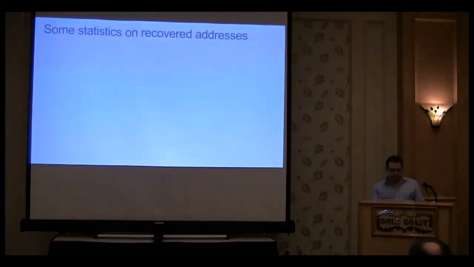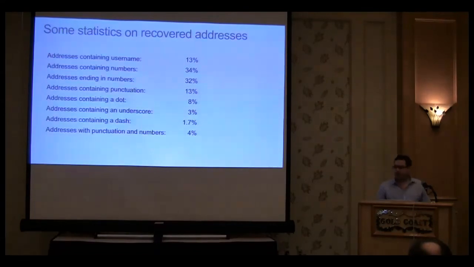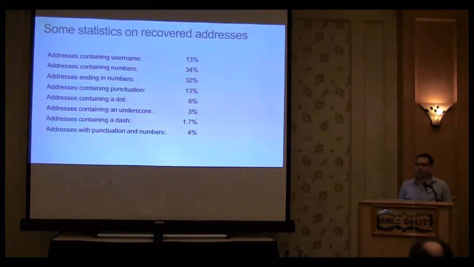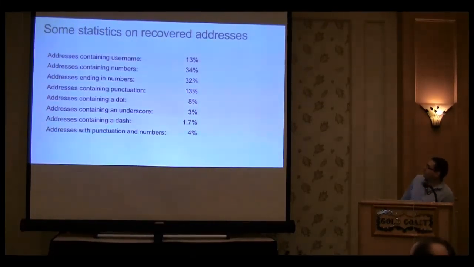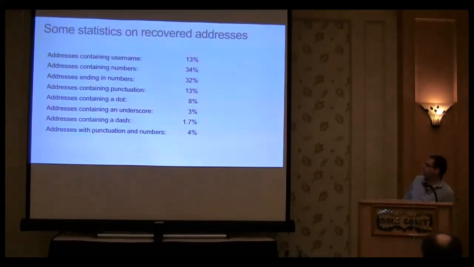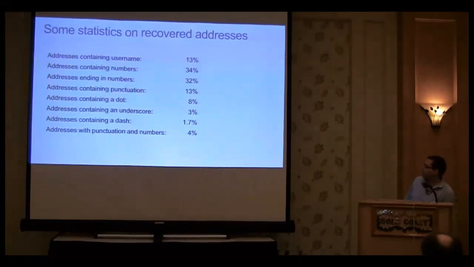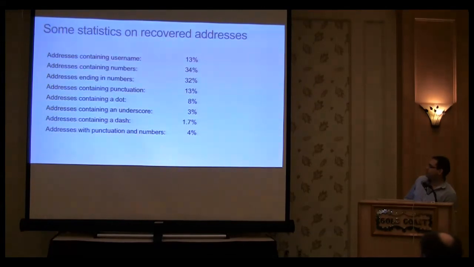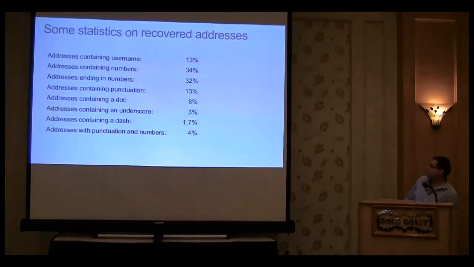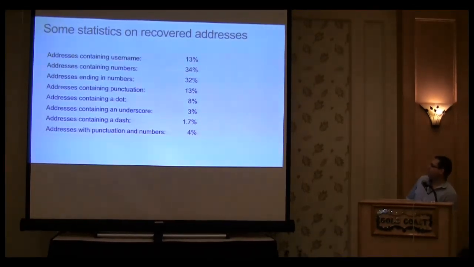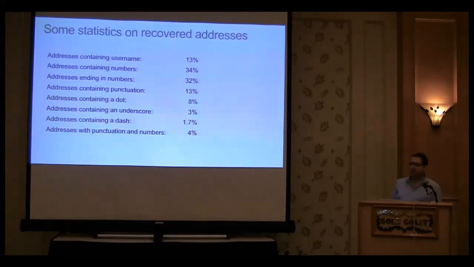A few statistics to finish. 13% of the recovered addresses contain the username of the person. 34% contain a number. 32% have the number at the end. 13% contain punctuation, that's a dot, underscore, or dash. 8% a dot, 3% an underscore, 1.7% a dash, and only 4% have both numbers and punctuation.